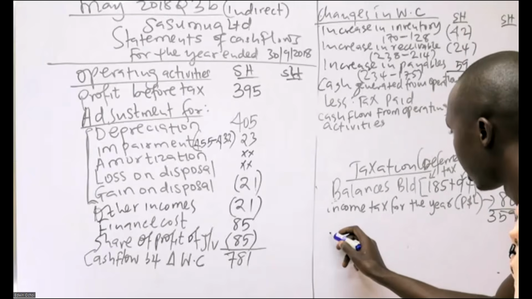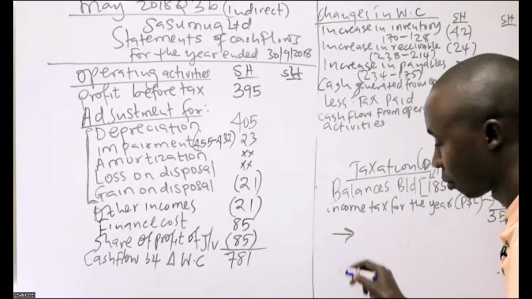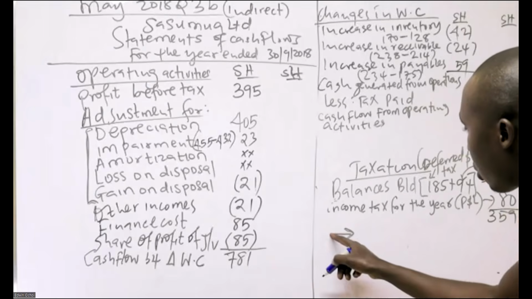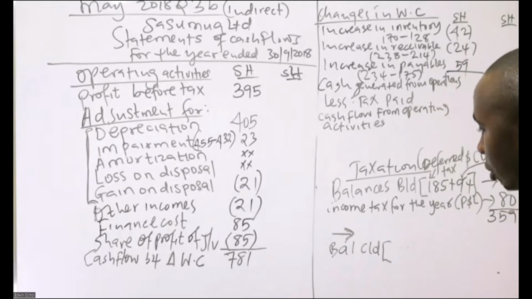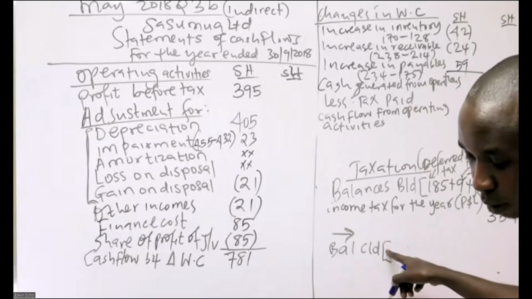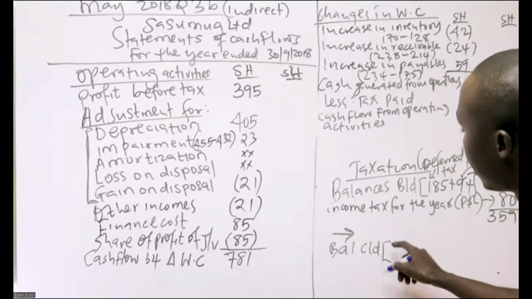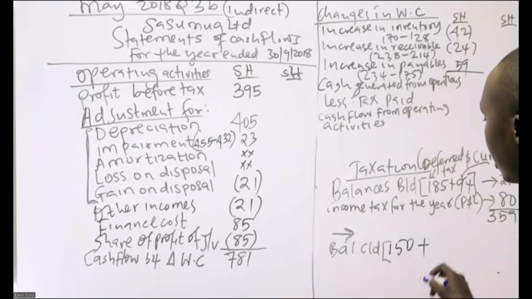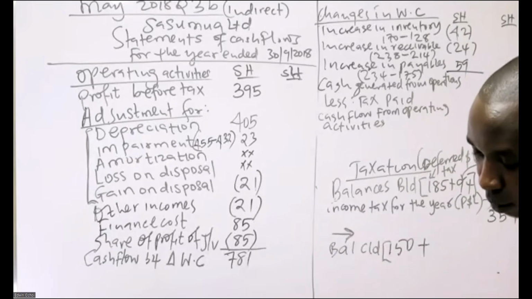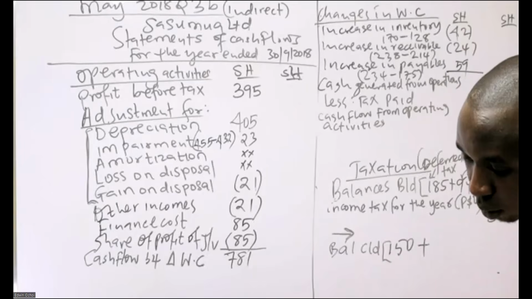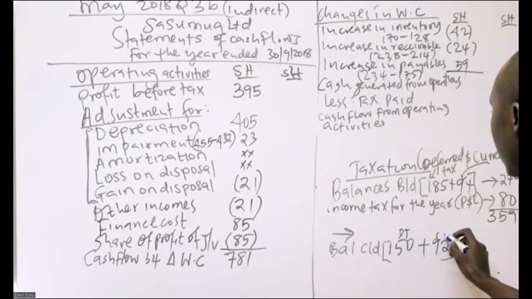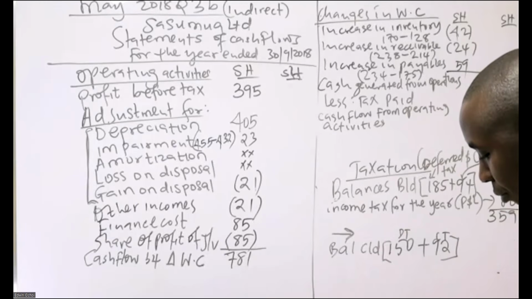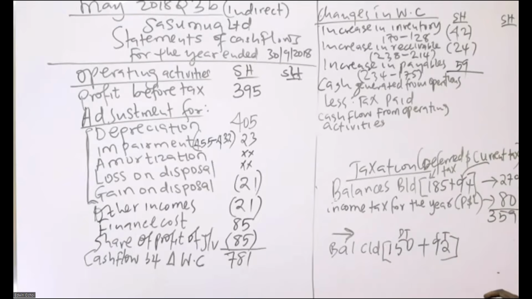Then you skip one line. In your exercise book, skip one line and say balance carried down. The balance carried down for deferred tax, according to my equation here, is 150. Then the balance carried down for the current tax is 92. So this is deferred tax and this is current tax. 150 plus 92 is 242.